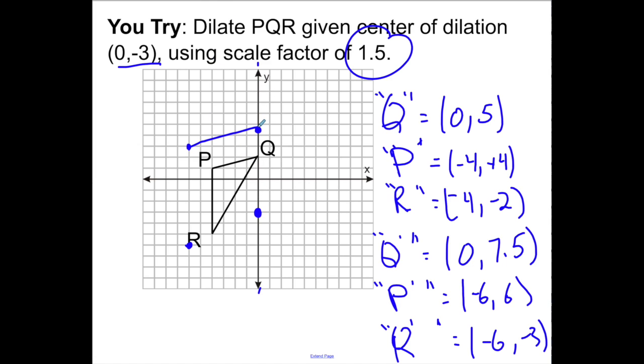And then I will connect. So I've got to connect these. Got to connect these. Got to connect these. Okay? So this is my new Q prime, my new P prime, new R prime. So it's been blown back. And notice if I have to go up 0, up 5 and over 0, I've got to go here up 7.5. Here, notice the slope was, in this case, left 4, up 4. Well, now I'm going left 6, up 6. Okay, so it's 1.5 times each of those directions.